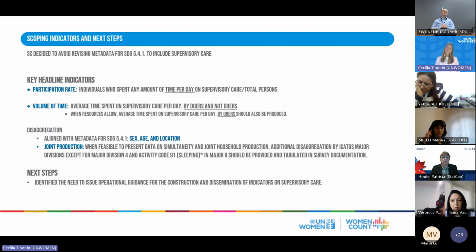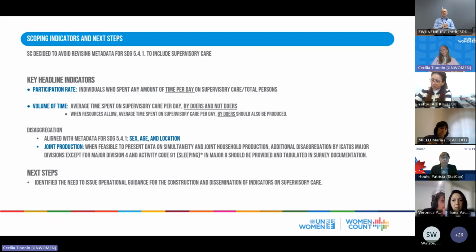And we also called for a further disaggregation to really capture joint production, meaning when an individual is working, for instance, at home, and in the background is providing supervisory care. So the idea is that, when feasible, National Statistical Offices are encouraged to present data on simultaneity and joint household production by adding disaggregation looking at the ICATUS major divisions, with the exception of sleeping. This was pointed out to avoid indicators that would be either above 24 hours or entirely the whole day, 24 hours, for a large majority, perhaps, of individuals.